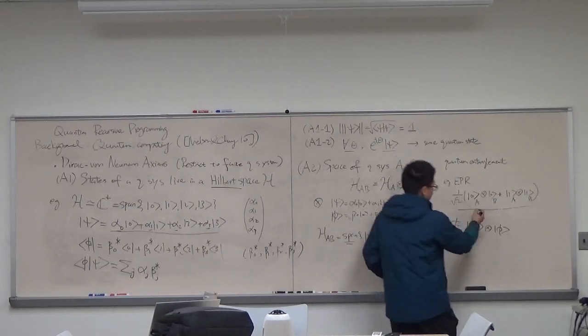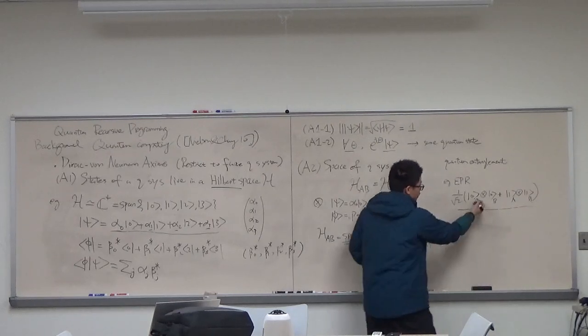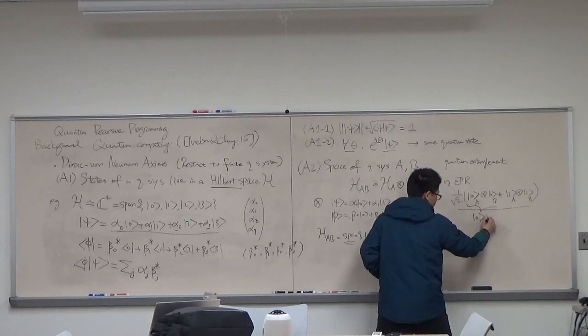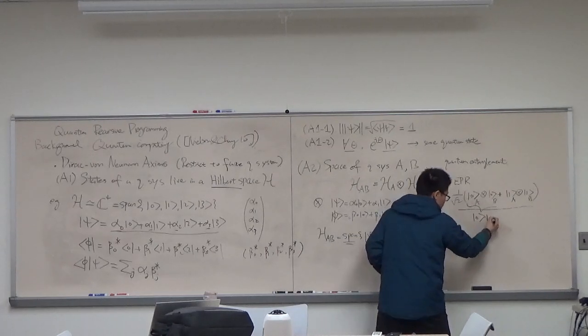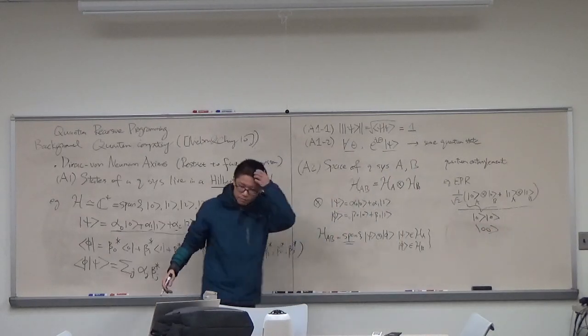Okay, and there is just some notation convention. If we have this tensor product, we often use a more simplified notation like this, or just write 00.